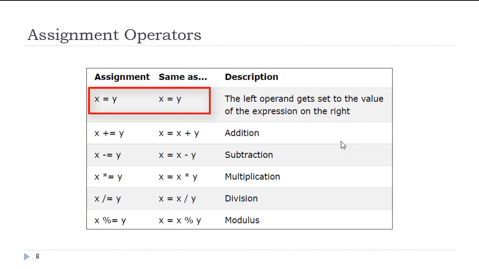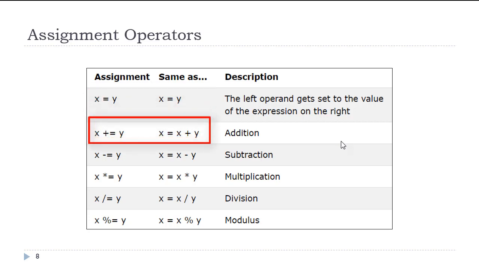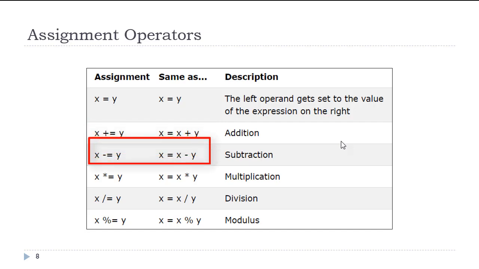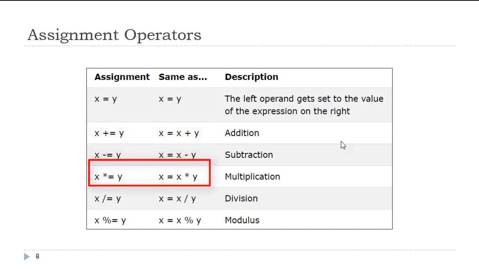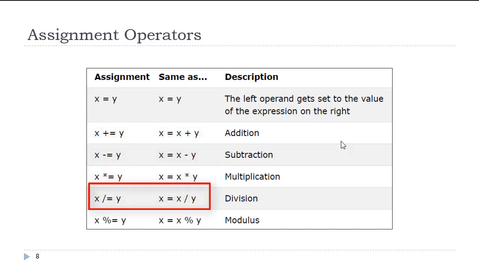We also have other assignment operators, such as plus equal, which enables us to add the operand on the left to the operand on the right. It is essentially a shortcut, as you can see here. We also have that ability for the other operators: subtraction, multiplication, division, and modulus.